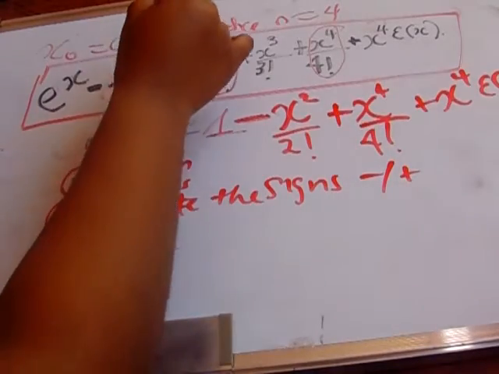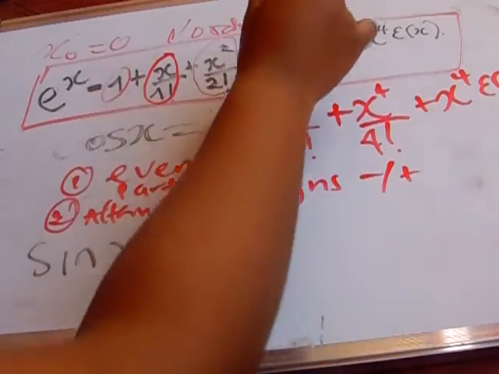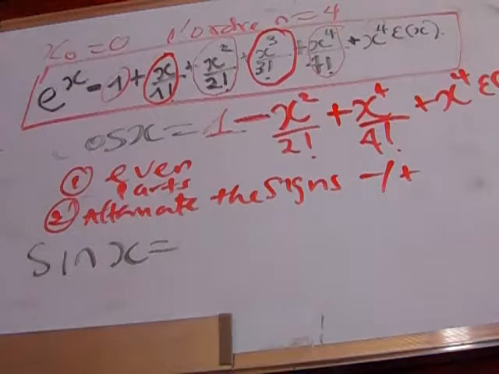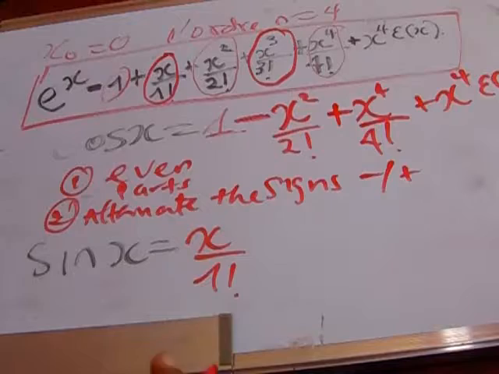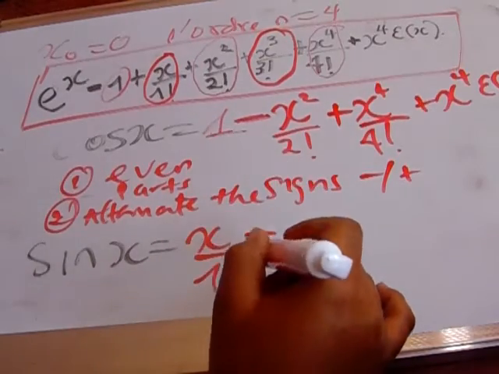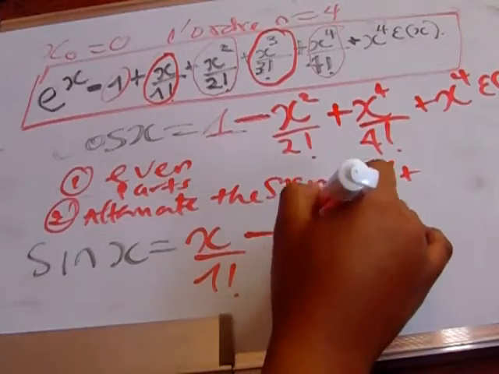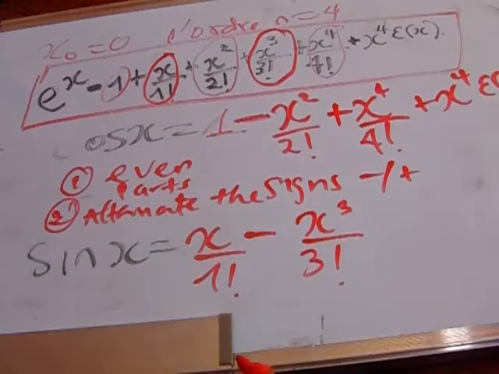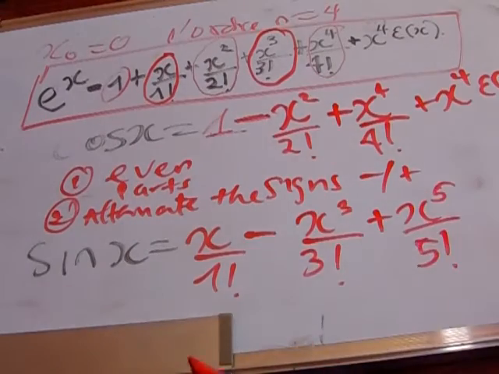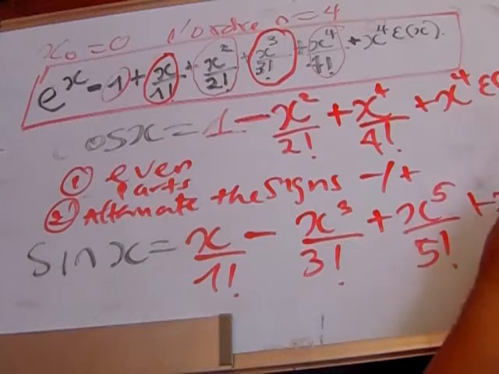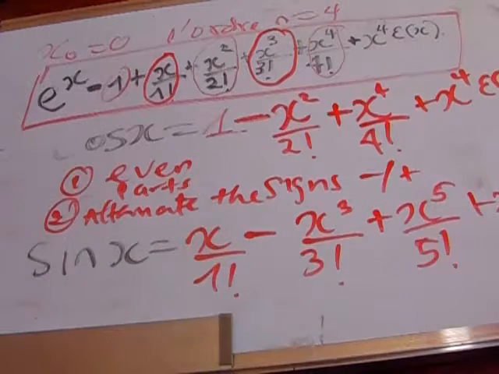So we are taking this. If we had an x raised to the power of 5 over 5 factorial, we'll take that as well. So here we're going to have x over 1 factorial. Remember, we are alternating the signs as well, and we're taking the odd ones. So we have minus x raised to the power of 3 over 3 factorial. Let me just add 5 so you get to know what this is. And this will be plus x raised to the power of 5 over 5 factorial.